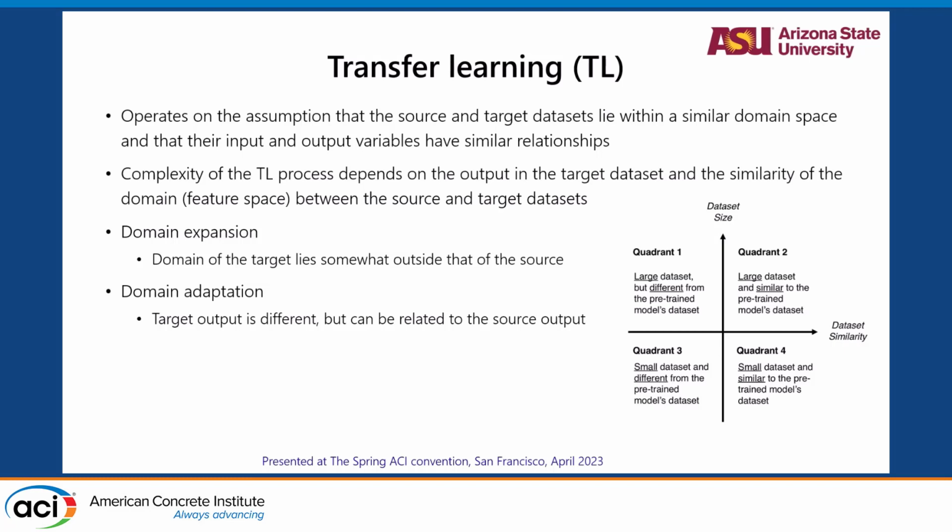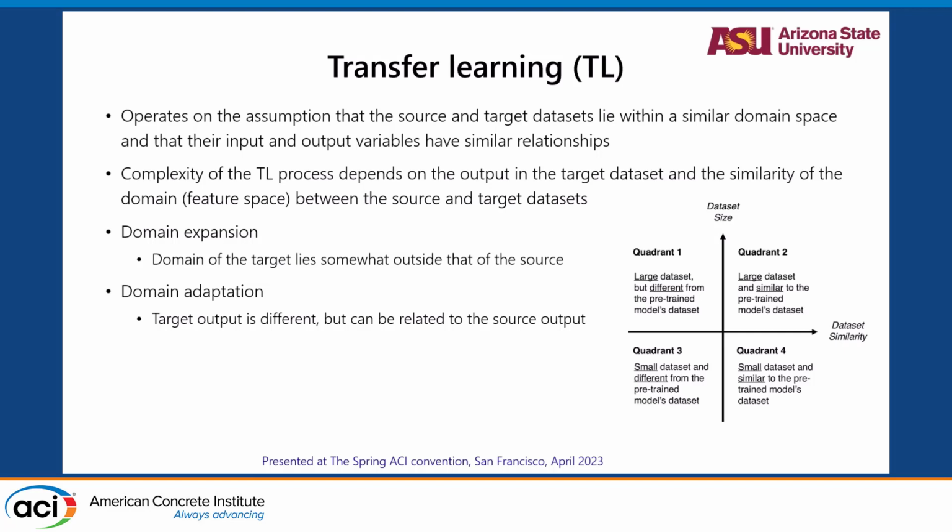If you look at data set size versus data set similarity, you have these four possibilities. Large data set, but different from the pre-trained model's data set. A problem, right? Because your data set is different from what the model has been trained on. Large data set and similar to the pre-trained model's data set, here is where your typical machine learning models will work relatively well. Quadrant 3, small data set and different from the pre-trained one.